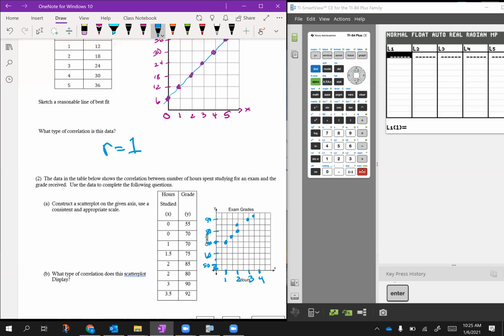What type of correlation does this have? So we know it's positive. We're going to type the data into the calculator to find the exact correlation. Actually, we don't have to. So what would you say about this one? It is strong because it's looking pretty good. Is it positive or negative? It is positive.